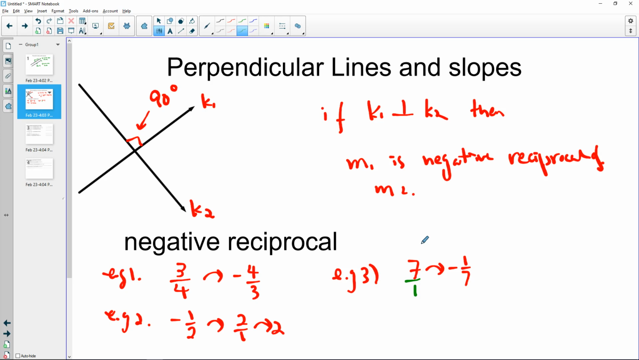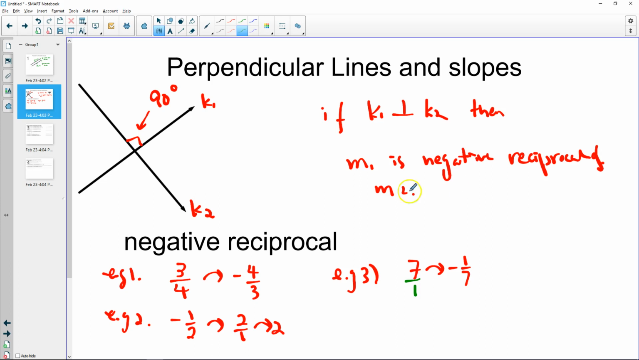If I am giving two of those slopes to you, you will be able to tell me if they're negative reciprocals of each other. If they are, then they are perpendicular. So that 90 degrees is going to be there. Okay, so that is the basic concept. If two lines are parallel, then they have the same slope. If two lines are perpendicular to each other, then we have to apply something called negative reciprocal to it. That's basically the two really important ideas as we move forward from this slide.